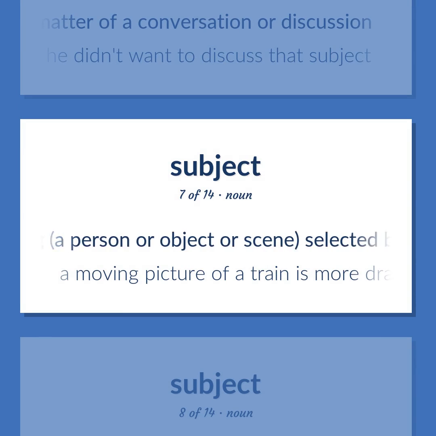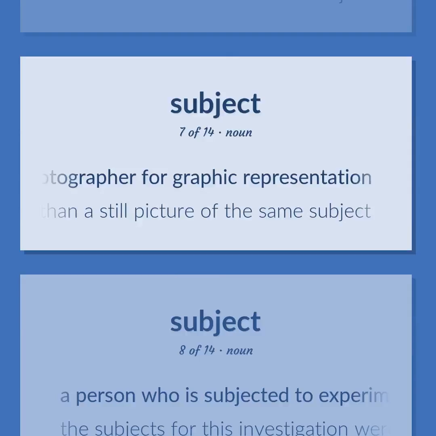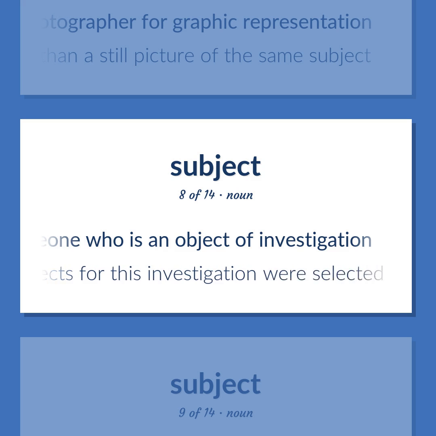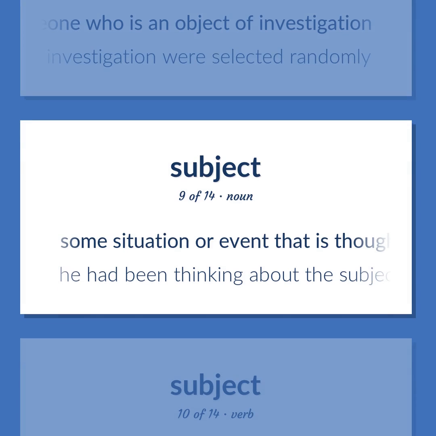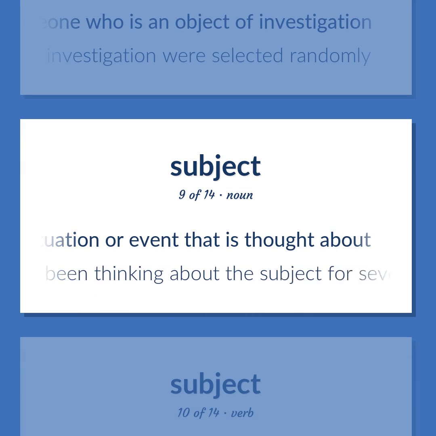Something, a person or object or scene, selected by an artist or photographer for graphic representation. A moving picture of a train is more dramatic than a still picture of the same subject. A person who is subjected to experimental or other observational procedures. Someone who is an object of investigation. The subjects for this investigation were selected randomly. Some situation or event that is thought about. He had been thinking about the subject for several years.